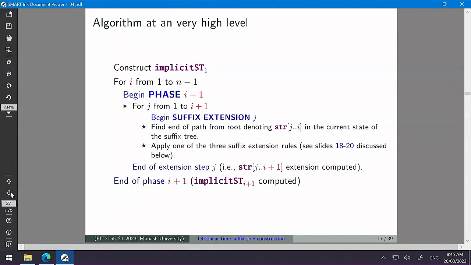So the entire Ukkonen's algorithm tries to build implicit suffix trees of prefixes starting from a single letter, 1, then 2, then 3, by extending the previous suffixes by one letter. So every time you are in the prefix 1 to I, if you go to the next phase I plus 1, each suffix 1 to I is extended by a single letter. That's what we have done out here.